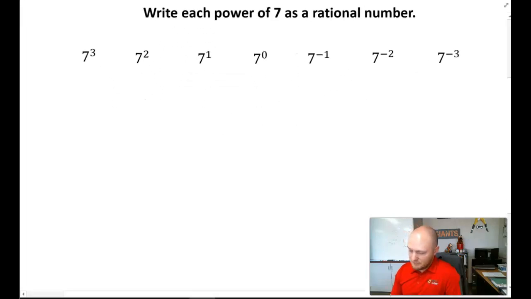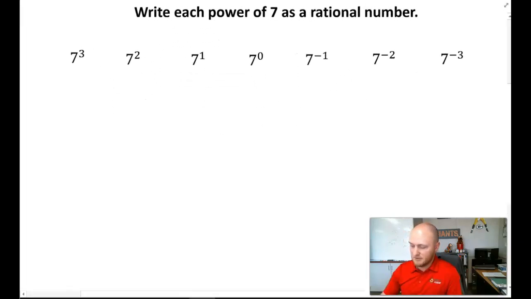Seven. 7 to the power 0. 7 to the power 1. 7 squared. And then 7 cubed. That's 343.